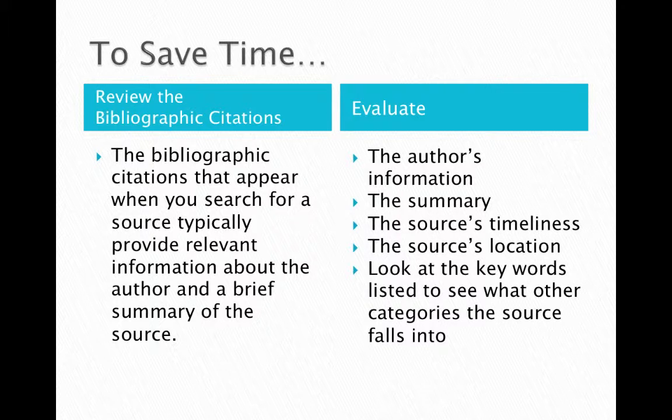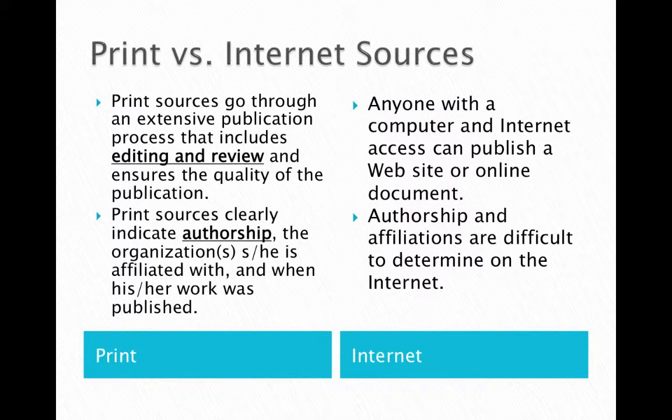And then the source's timeliness, so of course the date of publication, where is it located, where was it published. By location, that's like, is it at the library, is it online, are you going to be able to get to it quickly? And then also you can look at the keywords that are listed alongside it. Often when you pull up the source, there'll be categories associated with it, and so that's also a helpful way to figure out how valuable the source will be before you undertake the task of reading.